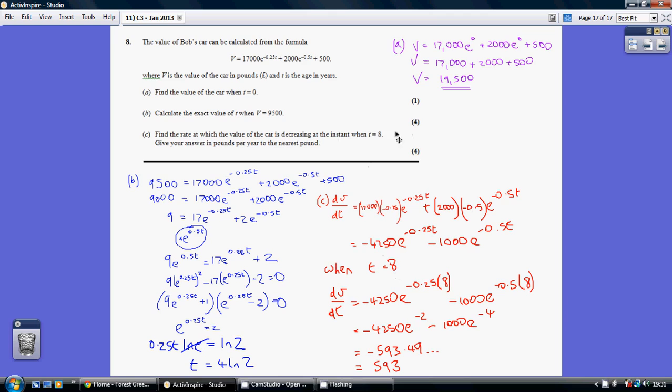And we're going to substitute in when t is 8. So substituting in when t is 8, this times this is minus 2, this times this is minus 4. So this is what we have to solve. So popping this into a calculator, we get minus 593.49, or 593 to the nearest pound.